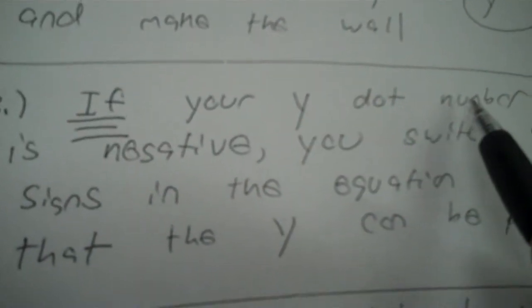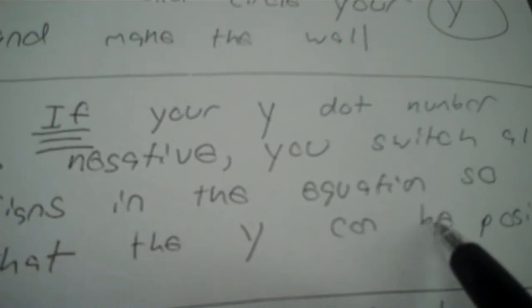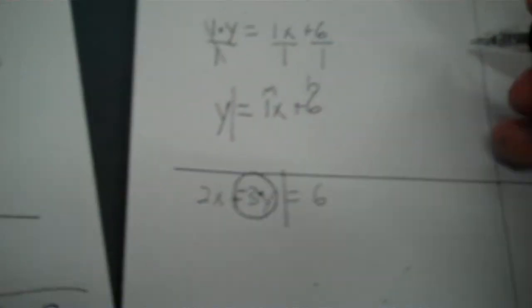If your y dot number is negative, you switch all signs in the equation so that the y can be positive. You need that y to be positive. Make it positive, but then you got to switch the other two. So what's the opposite of 2? Negative 2. What's the opposite of 6? Negative 6. So we made our y opposite so it could be positive, okay? We want that to be positive, but then you got to make the other two outsides opposite.